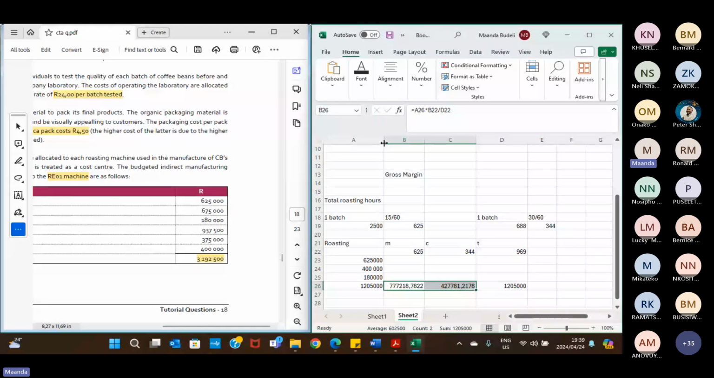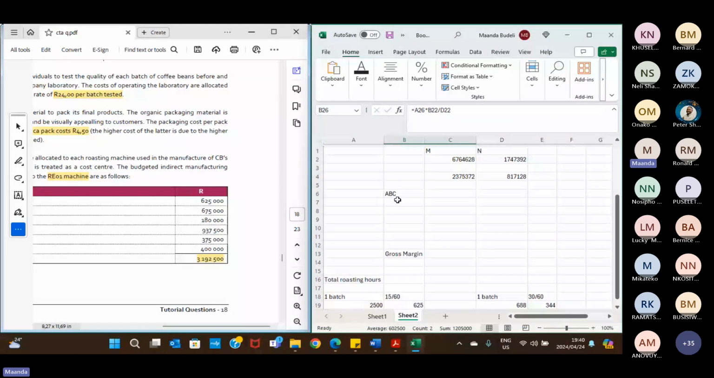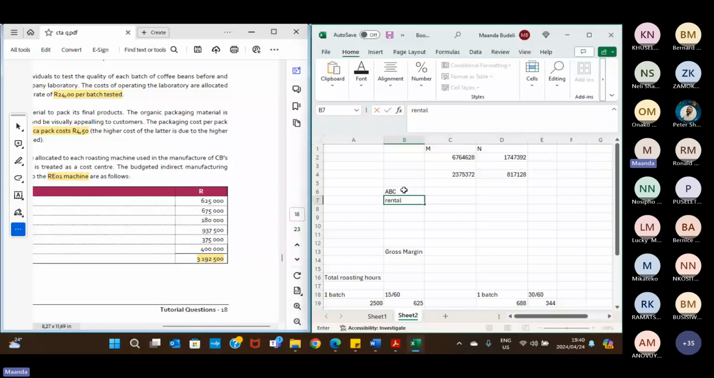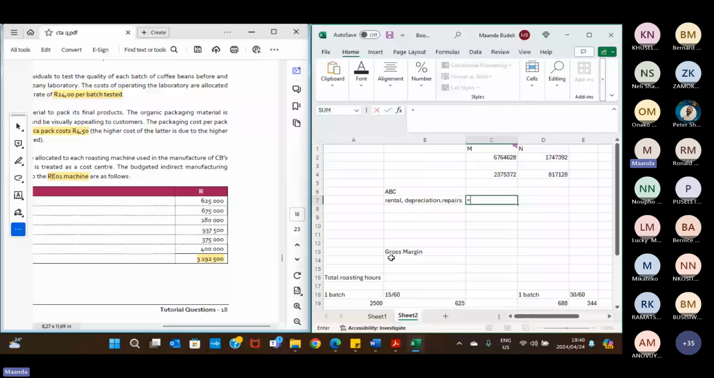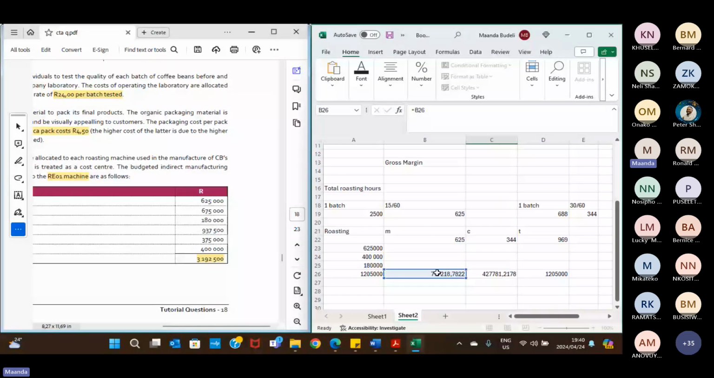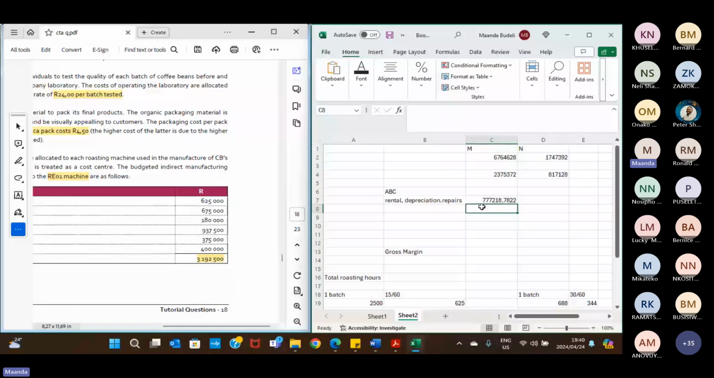Then I can say, all right, so for overhead, where I have rental, I have depreciation, and then I have repairs. I'm allocating, and this is going to be a minus now, right? Because remember, this is your overhead cost. So when you calculate your gross profit margin, this is going to be a minus. So I can allocate this and then also allocate this here.